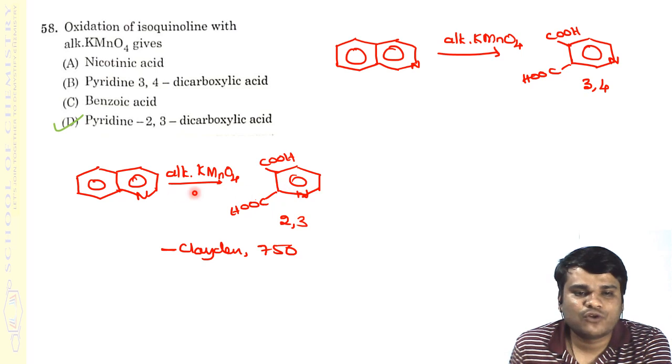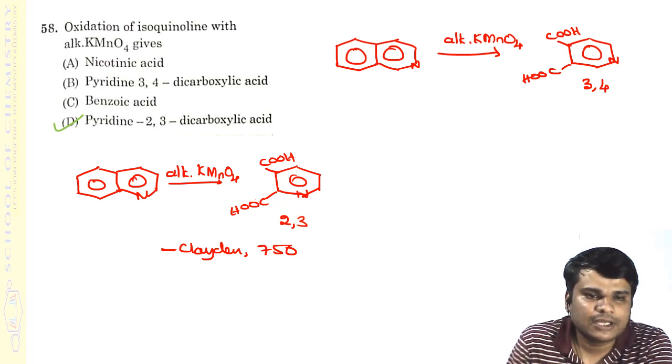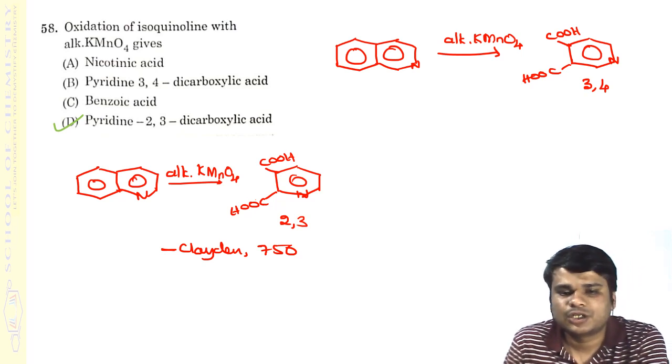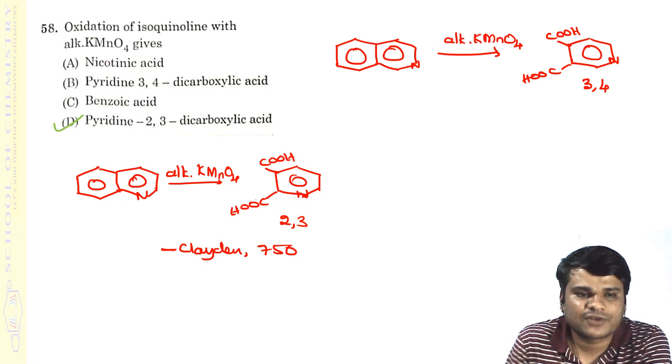with alkaline KMnO4. Here the bond cleaves, and in the case of quinoline this will be the first position, so this will become 2 and 3. They have given the 2,3 answer. I hope that when the final answer key comes, this will be changed. It must change, because very strong references are available for this. It is option B which is the correct answer for this question.